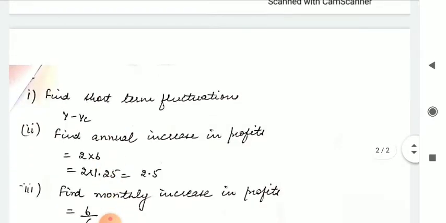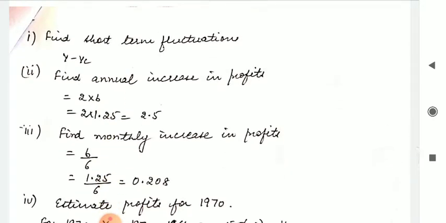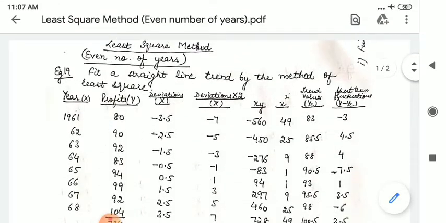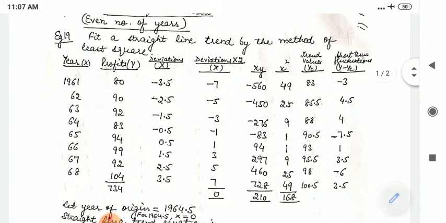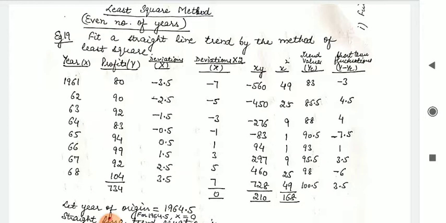After that, we find the short term fluctuations. So if you are required to find short term fluctuations, how do you do it? Y minus YC. So we make a last column, that is Y minus YC, short term fluctuations. We will deduct YC from the column Y, like 80 minus YC 83 is equal to -3. Similarly, 90 minus YC 85.5 is equal to 4.5, and so on. So this gives us the column of short term fluctuations.